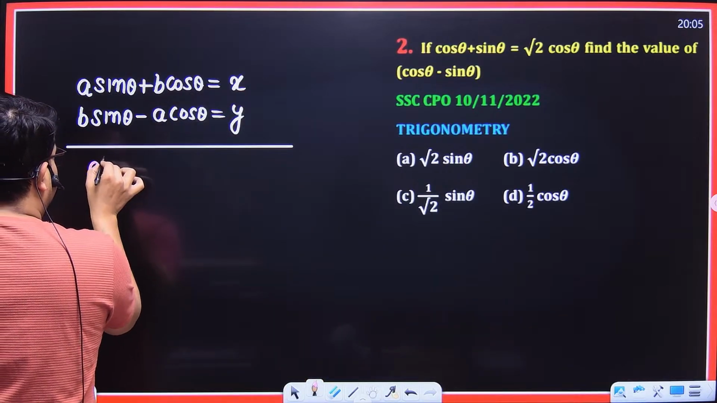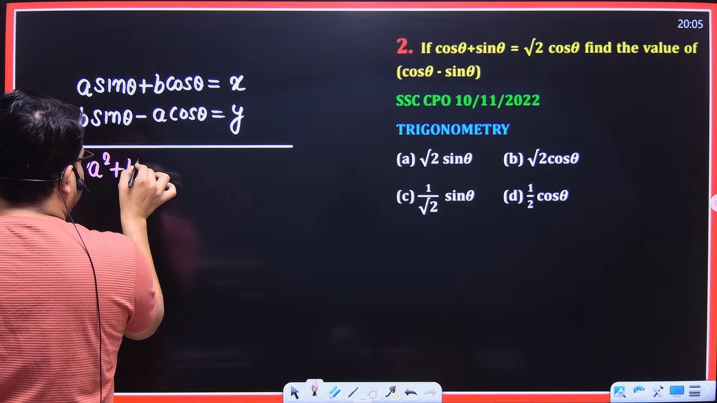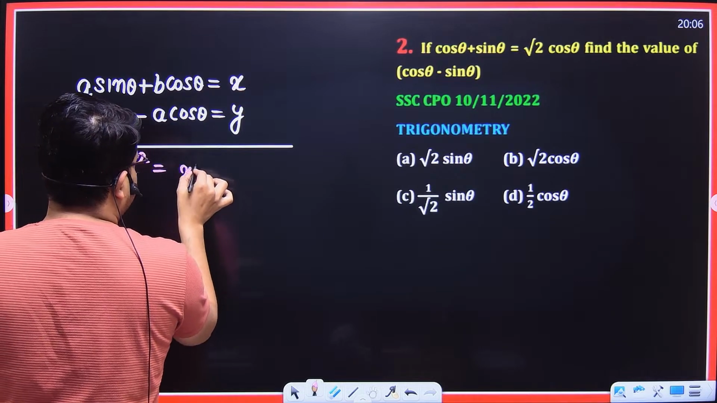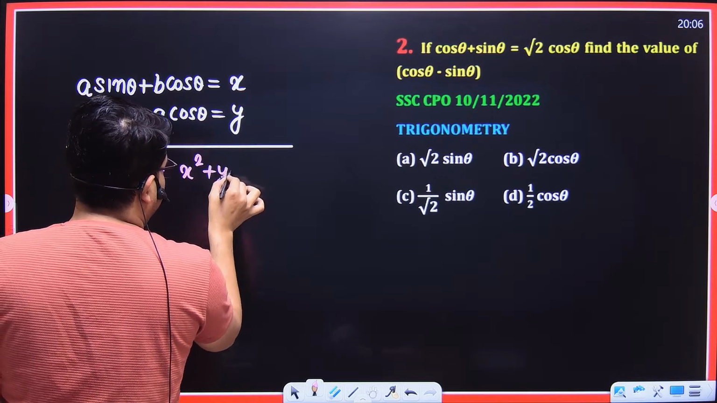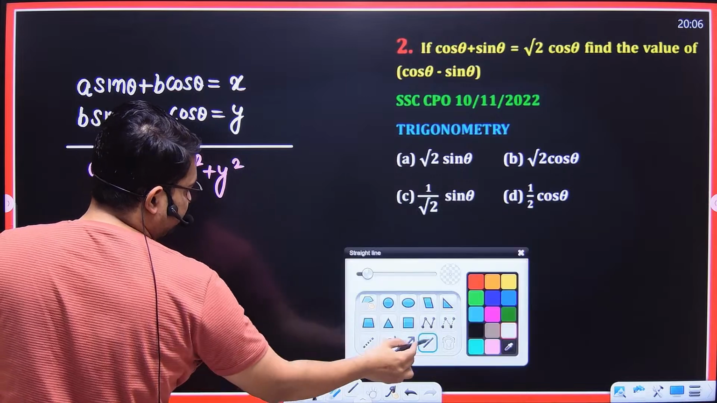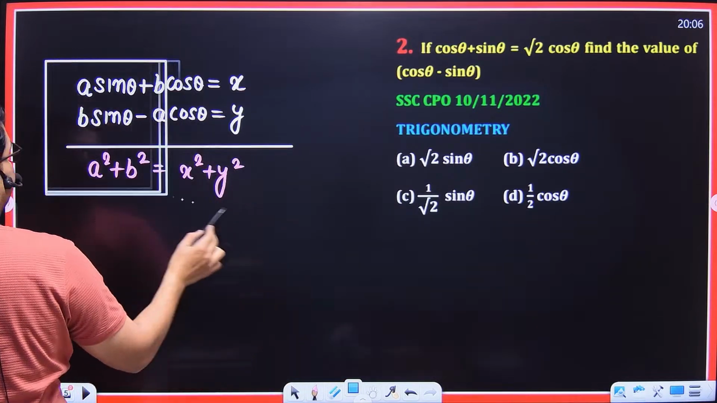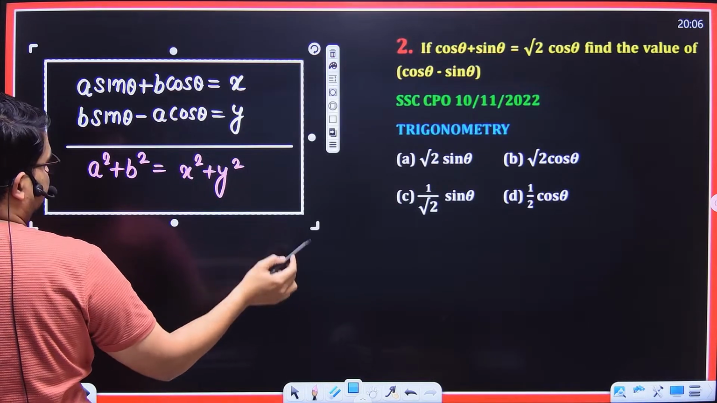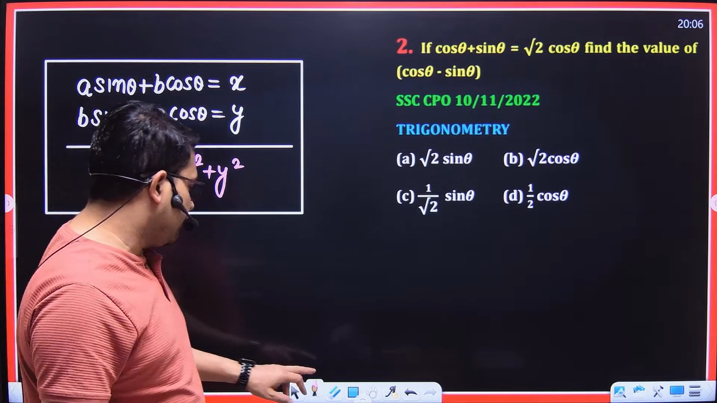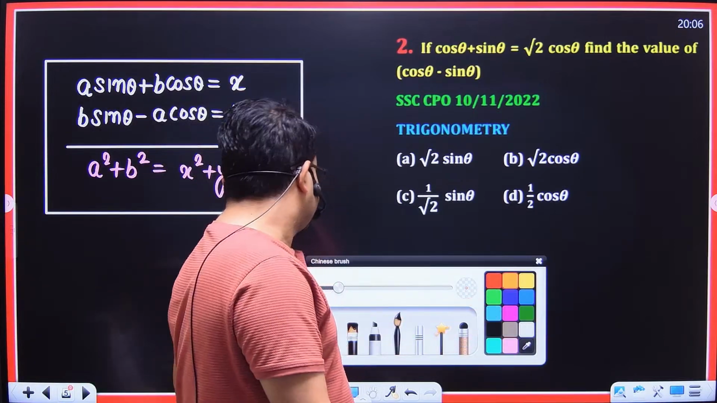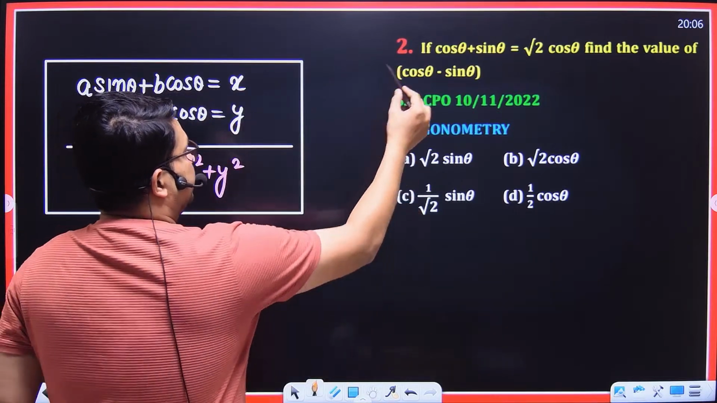a square plus b square is always equal to x square plus y square. You have to remember this. x square plus y square is always equal to a square plus b square. This one is the relation between the coefficients of sine theta and cos theta. So what we have here, cos theta plus sine theta.